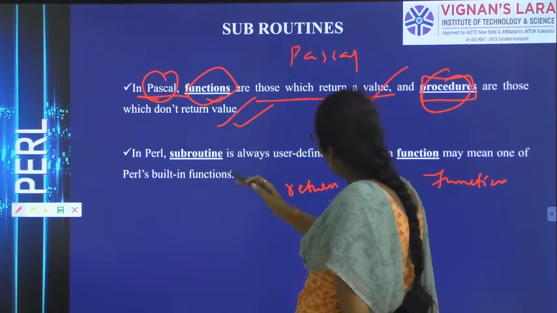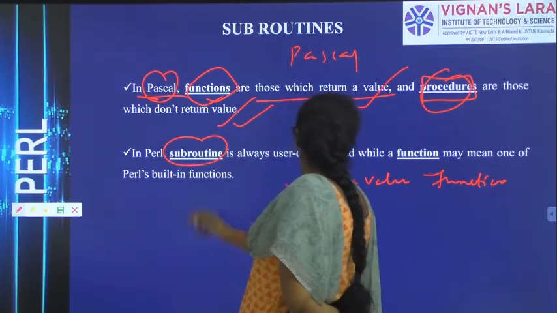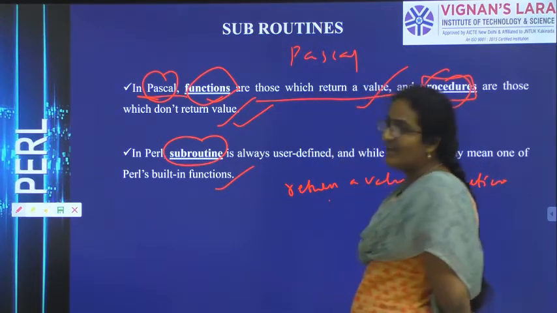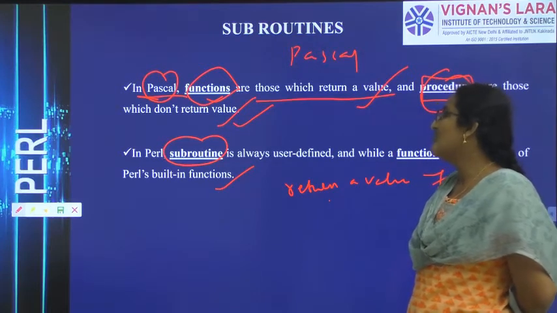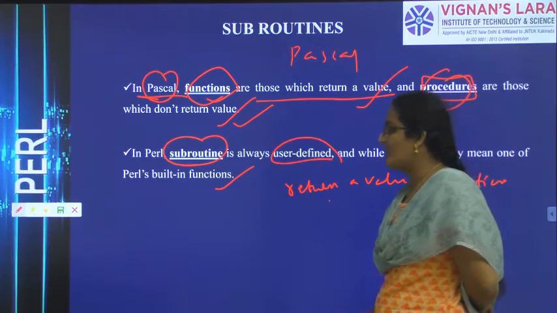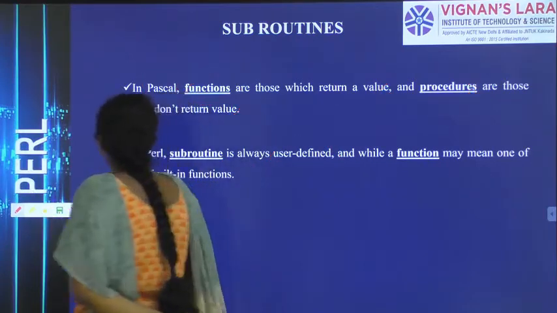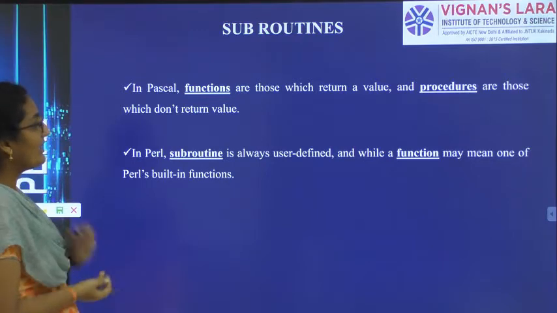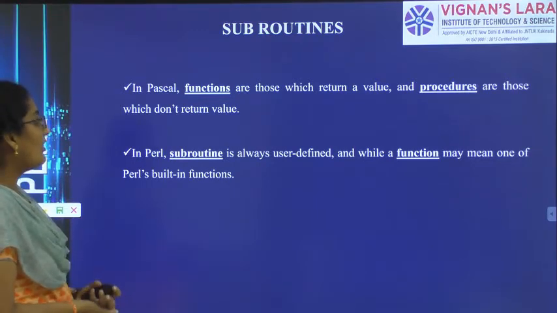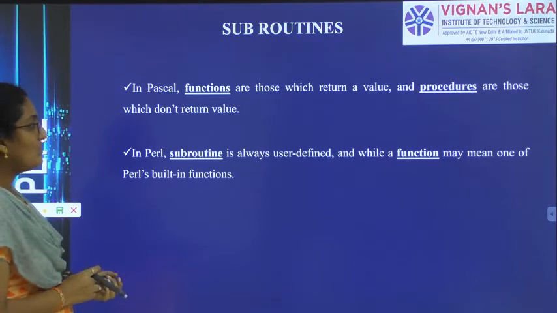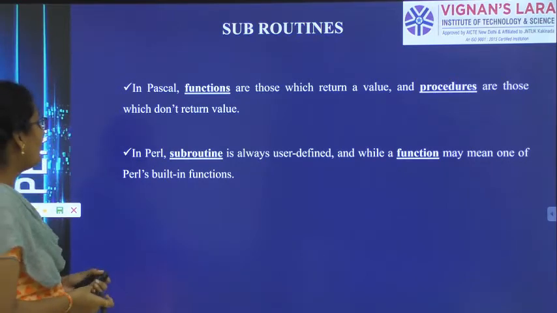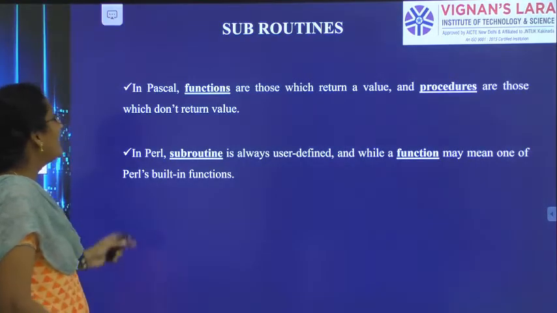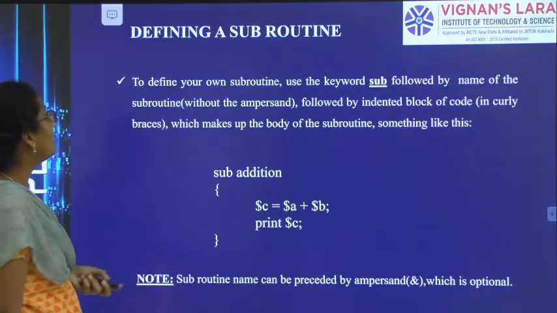Same way in Perl, a subroutine is user defined, while a function may mean one of Perl's built-in functions. So we can have built-in functions. The user defined functions are subroutines. Like Perl, we have the Pascal programming language also. In Pascal, a function means something which will return a value. A procedure means something which will not return a value. Same way in Perl also we have functions, and in functions also we have built-in functions. So a subroutine is a user defined function. In Perl programming, a subroutine is a user defined function.